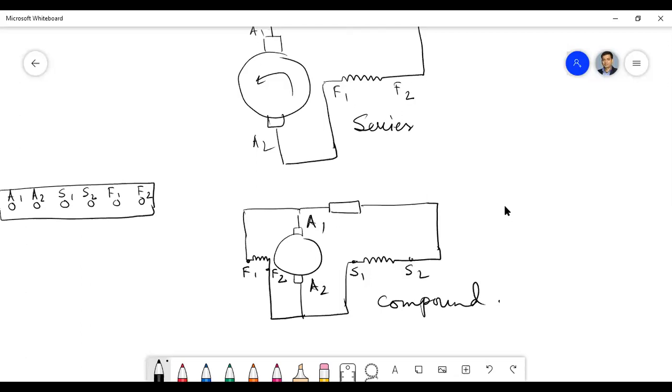RMS value is the measure of an alternating quantity.